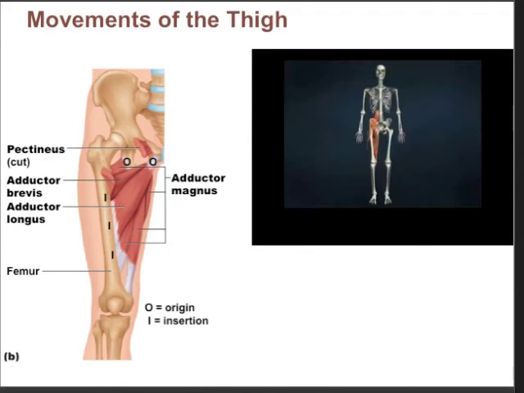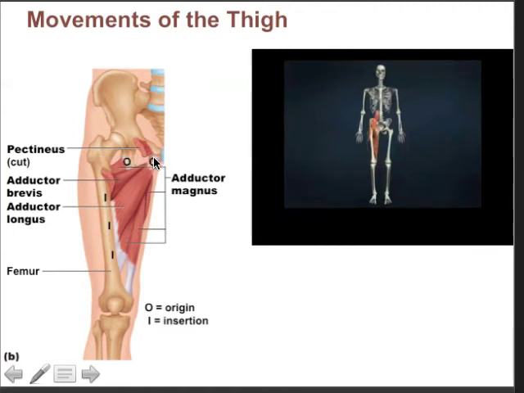Okay, the adductors adduct the leg, bring it back towards midline, but they also medially rotate the thigh. And there's a group of them, again, named for their action and also their size. The adductor magnus, the adductor longus, the adductor brevis, and the smallest of the group, the pectineus, and the most medial of the group, the gracilis. Okay, so you can see each of these indicated in the drawing.